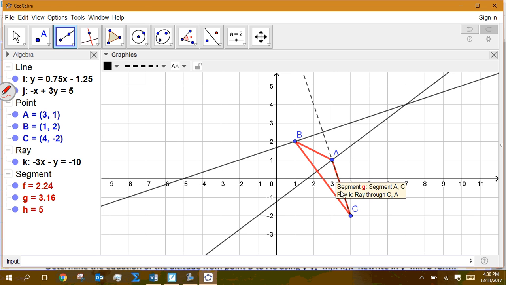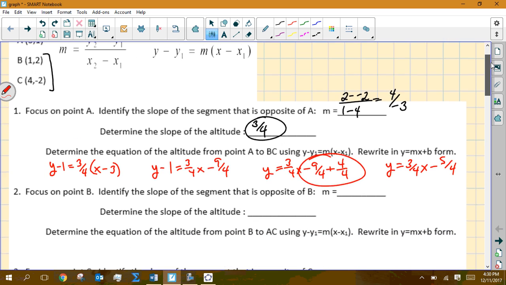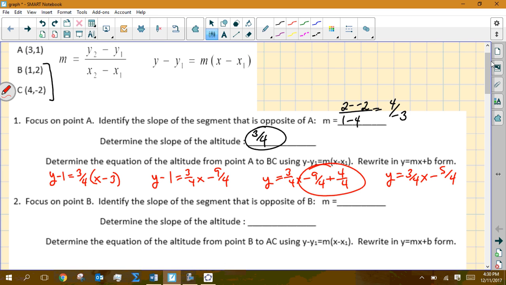So we're going to find the slope of AC, the slope of A to C. Again, I'll do everything here in green. We're going to go with 1 minus -2 all over 3 minus 4. So that's going to give me 3 up top, -1 on the bottom. So then the slope of my altitude is going to be 1/3.